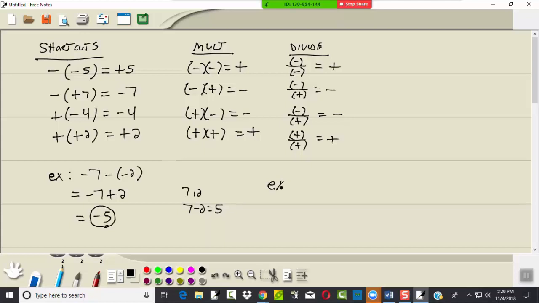An example. If I'm taking negative 7 times negative 2, you multiply like normal. 7 times 2 is 14. And a negative times a negative gives you a positive. So that'd be a positive 14. So we'd get 14 as our answer.